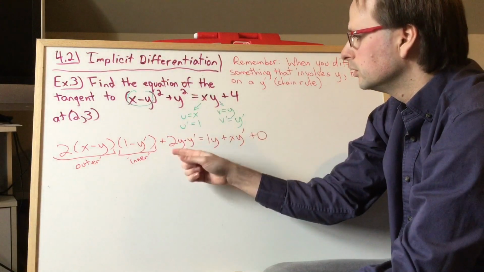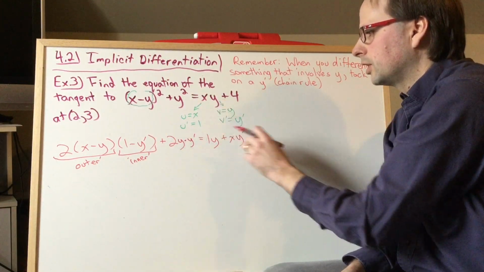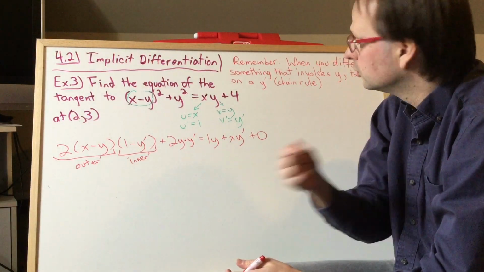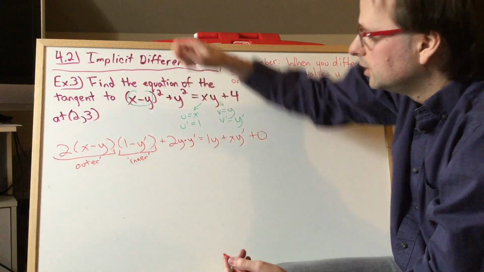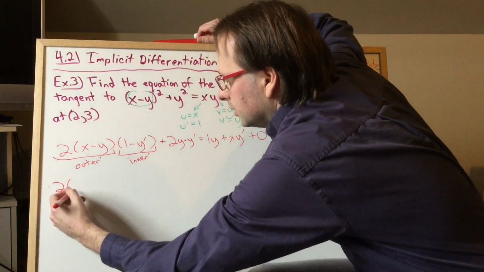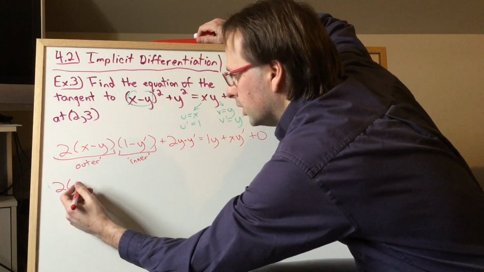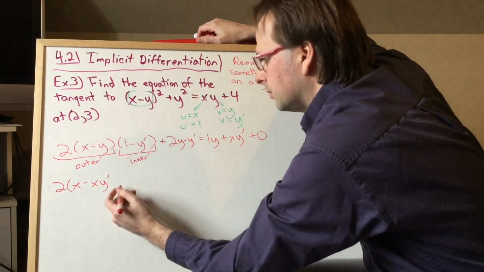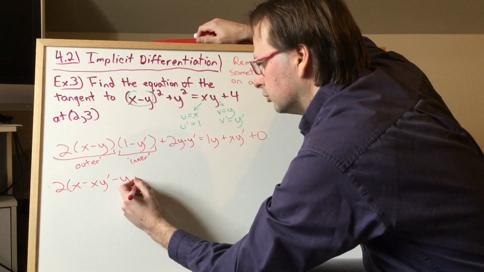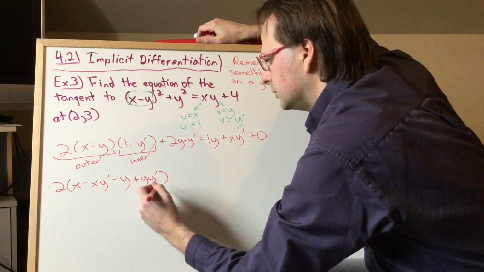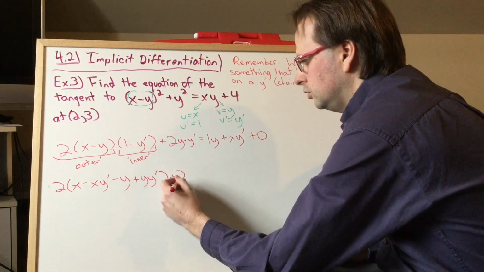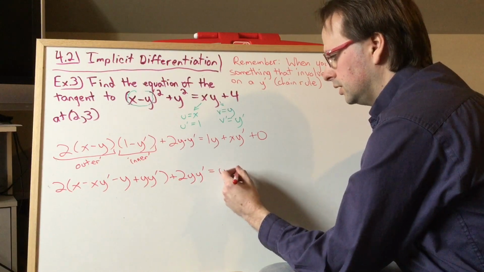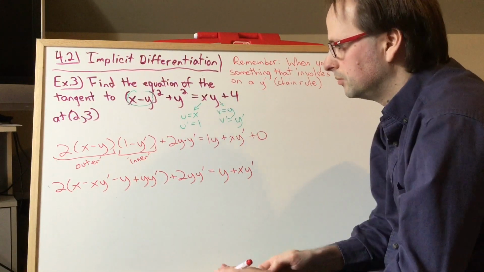This one was pretty straightforward, 2y times y prime, and here was our product rule. I am going to have to FOIL all this stuff out in order to try and get my y primes all on one side. So let's see what happens next. I'll have 2 by x times 1 is just x minus x y prime minus y plus y prime, good grief, plus 2y prime equals y plus x y prime.